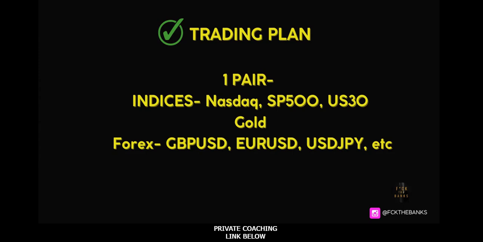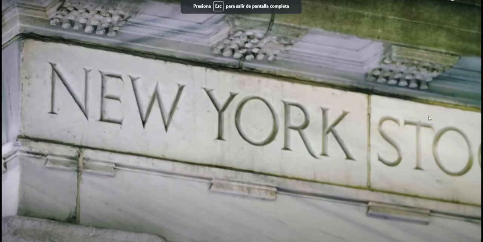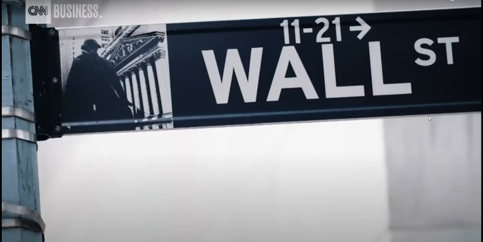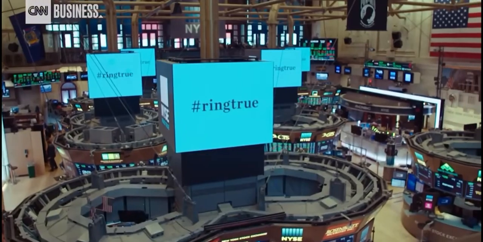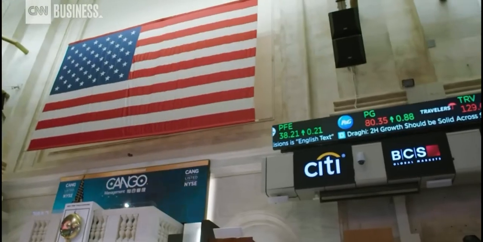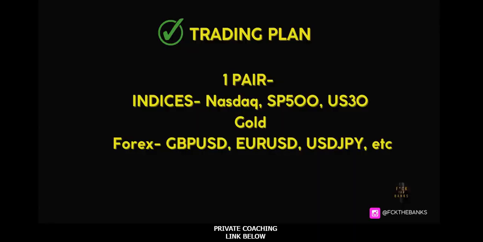Now, indices such as Nasdaq, S&P 500, and US 30, obviously, are affected by the largest companies in the United States. So whatever information affects the United States is going to affect these indices. Also, if you trade Forex like GBP USD, Euro USD, JPY, every single pair will behave differently. They move differently, and they have a set of pips that they will move daily. All of that I include in the members area.